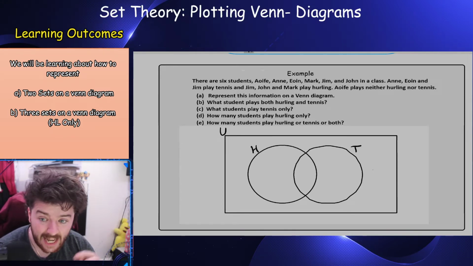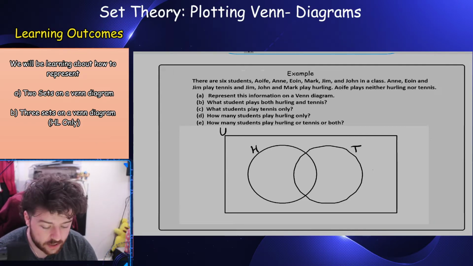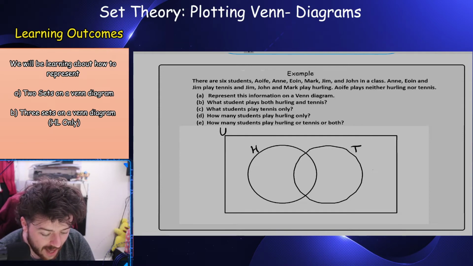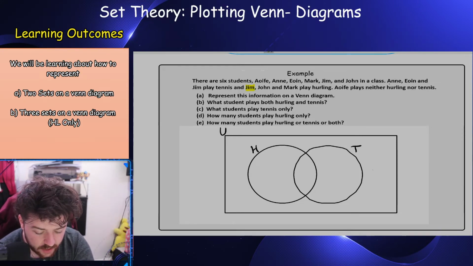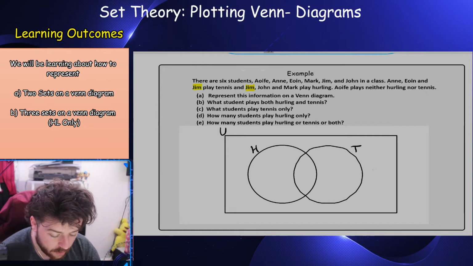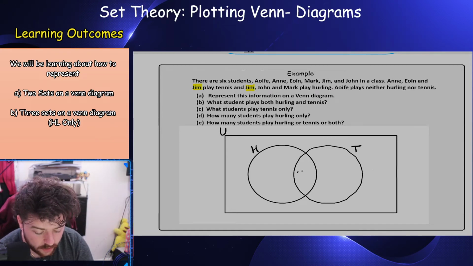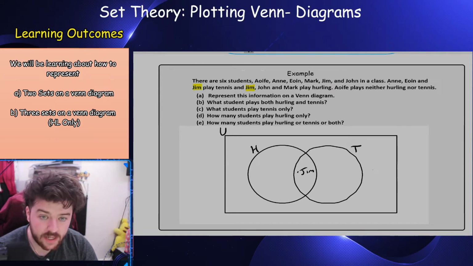So let's get the intersection first. Are there any students who play hurling and tennis? Well, let's have a look. Anne, Owen and Jim play tennis, and Jim, John and Mark play hurling. So it seems here Jim is common in both sets. So I'm going to put Jim in the centre because he plays both.